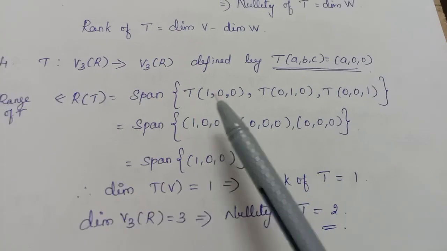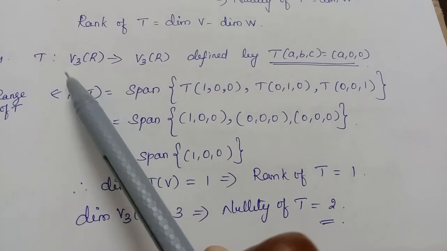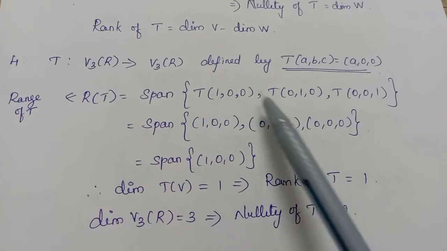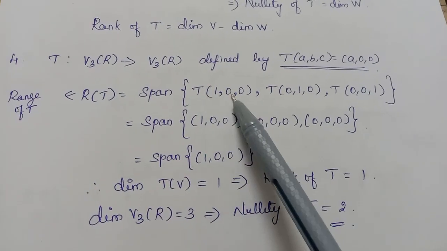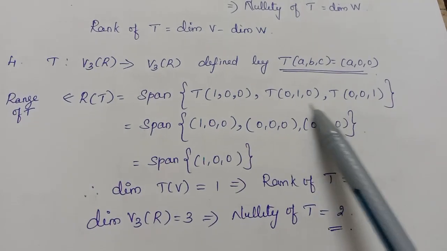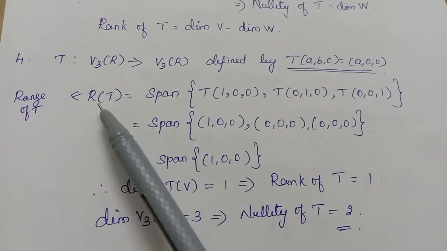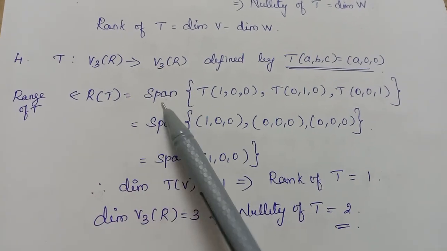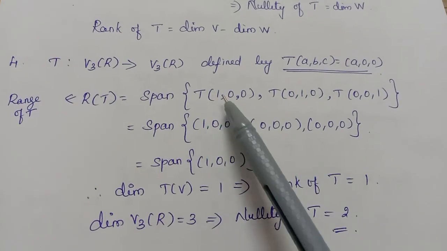domain. That is, first you write the basis for the domain, and you take the image of all the points, T of (1, 0, 0), T of (0, 1, 0), T of (0, 0, 1). Whatever space this set is spanning, that will become your range of T. Understand? That is, range of T is nothing but the span of this set.